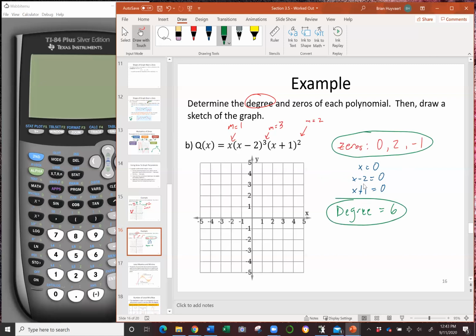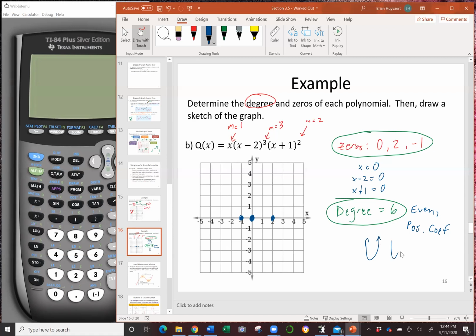So those are the two things it asks, but then it says draw a sketch of the graph again. So, okay, start with your zeros. So let's say we've got zeros at 0 and +2 and -1. We know that we have even degree, degree 6 is even. And we have a positive coefficient. If we multiply everything out, there's no negative to make that leading coefficient negative. So even degree and positive coefficient means it should open up like this.